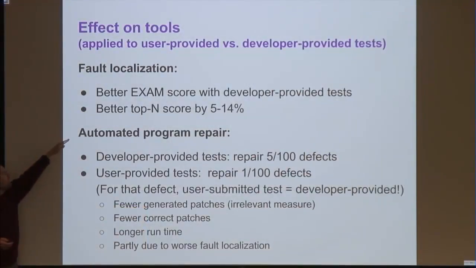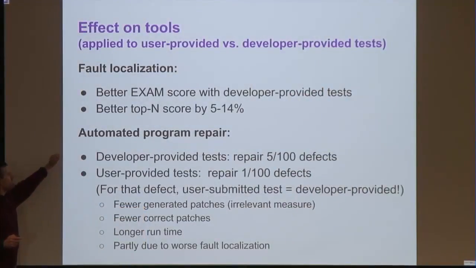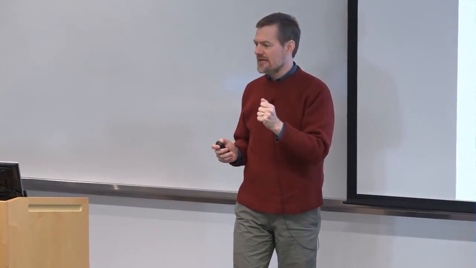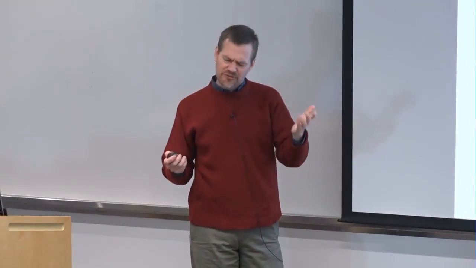Another downstream tool you might care about is automated program repair. So we chose these programs. Automated tools were able to correctly repair 5 out of 100 defects using developer-provided tests. When we used user-provided tests instead, they were only able to repair 1 out of 100 defects. And that particular one actually happened to be such a good test that the developers accepted it without change.